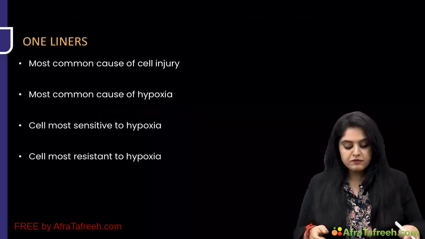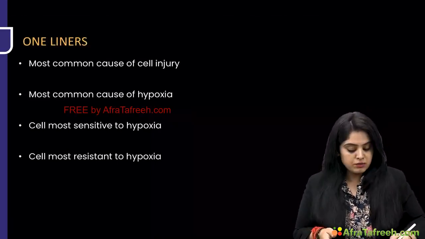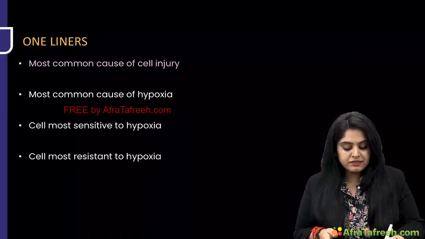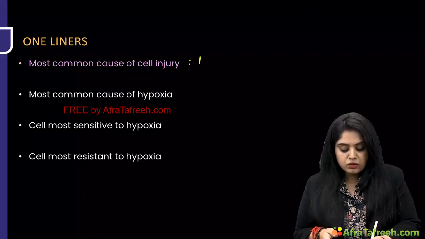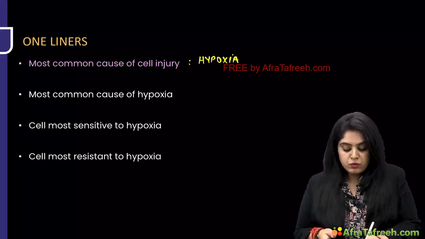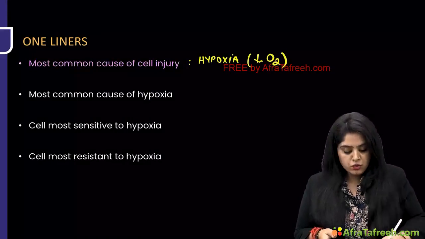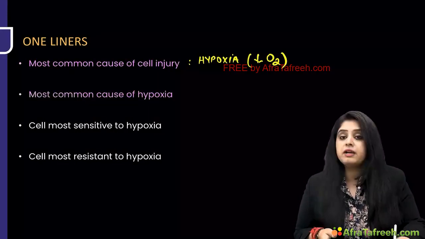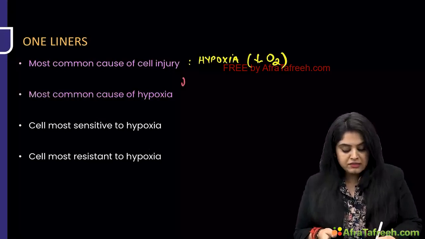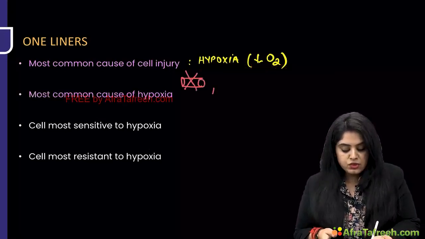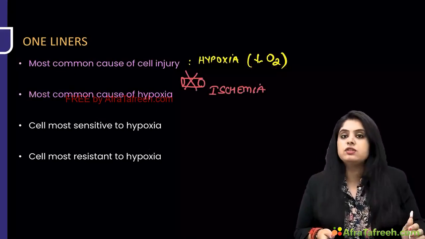I'm going to start off with the first most important one-liners. What is the most common cause of cell injury? Why does it happen? We all know when the oxygen concentration goes down, that is hypoxia. So the next question will be, why is the oxygen concentration going down? What is the most common cause of hypoxia? That is when the blood supply is cut off. And what is that condition known as? When the blood supply is cut off, that is ischemia.